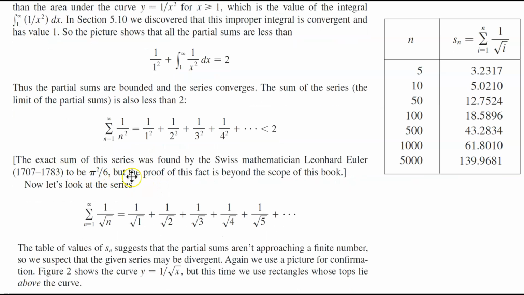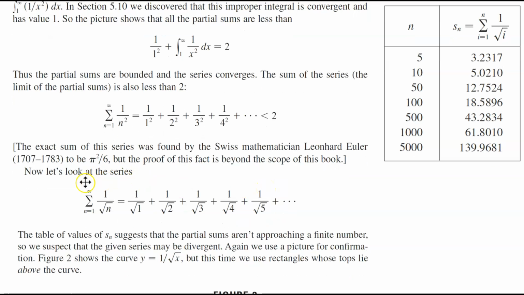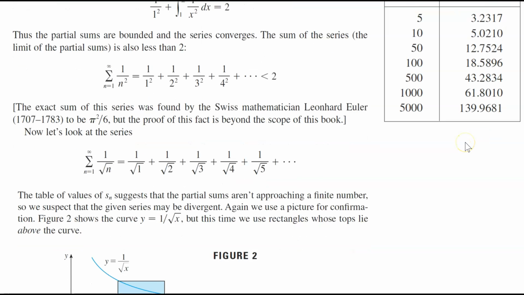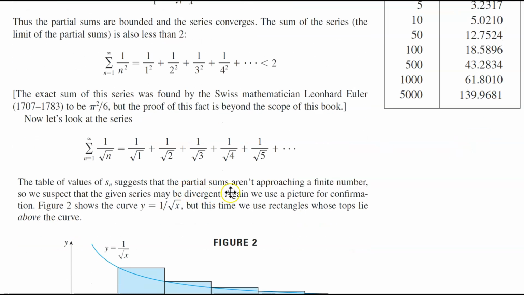Now, the exact sum of this series was found by the Swiss mathematician Leonhard Euler to be pi squared divided by 6, but the proof of this fact is beyond the scope of this book. Now let's look at the series of 1 over the square root of n, which would equal 1 over the square root of 1 plus 1 over the square root of 2 plus 1 over the square root of 3. You can see on a table here, as n goes from 5 to 5,000, what's happening with those particular numbers. The tables of those values suggest that the partial sums aren't approaching a finite number. So we suspect that the given series may be divergent.